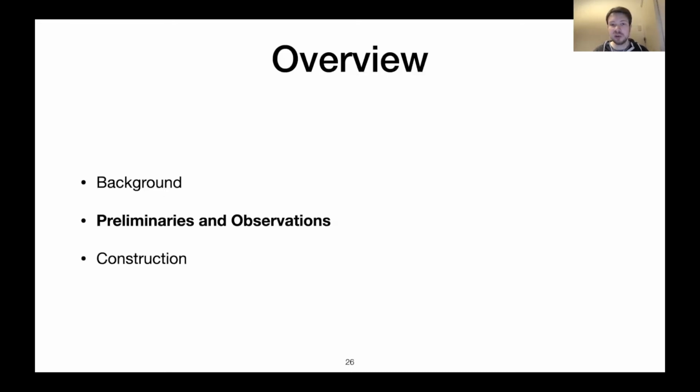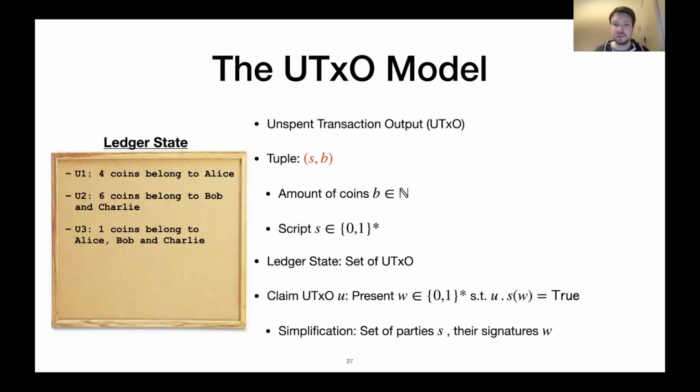In the following, I will be a little bit more technical. Our work is based on the model of unspent transaction outputs, or in short, UTXO. A UTXO is a tuple with 2 entries. On the one side, it contains an amount of coins B, and on the other side, it has a script S. Any party can claim the coins within the UTXO by providing a witness W, such that if it is used as input into the script, it will evaluate to true.